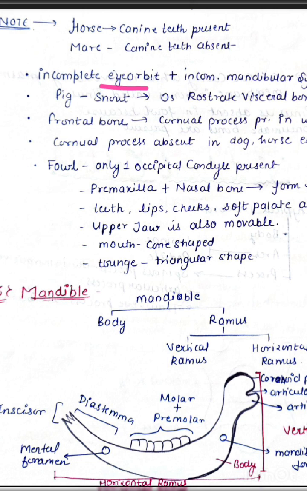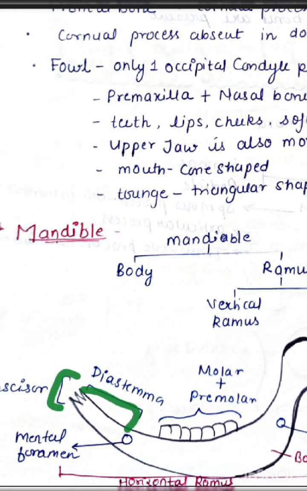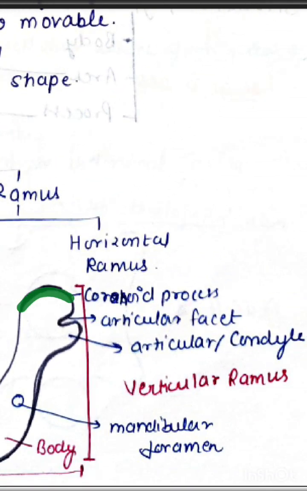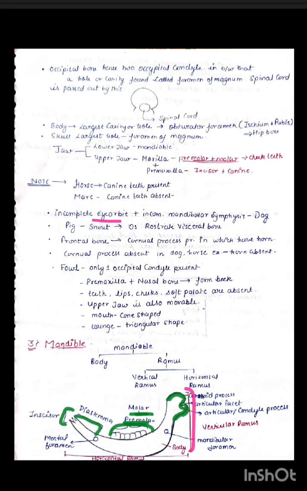Here the incisors are present, which are useful for cutting things. This part is called the diastema. This part is used for the molars and premolars, where the teeth are present. Here the coronoid process is present. This is the articular facet, this is the articular condyle, and this is the vertical ramus, and this is the horizontal ramus.